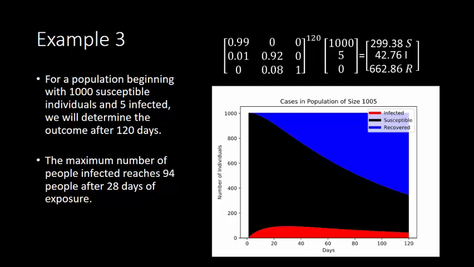caused hospitalization. The maximum number of infections here reached 94 individuals after 28 days of exposure, so somewhere in here. That would allow us to know that if this disease were causing a need for hospitalization, then that would help hospitals know, perhaps in their area, they could approximate how many hospital beds to have available.